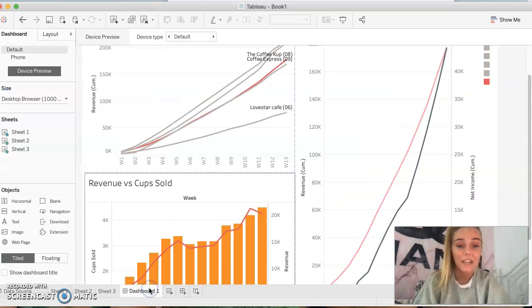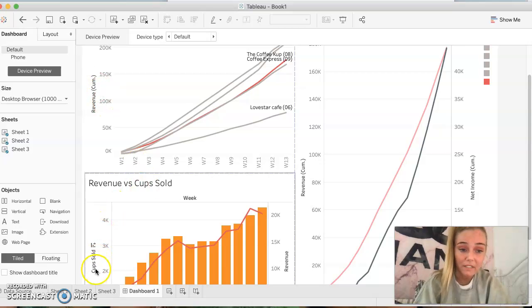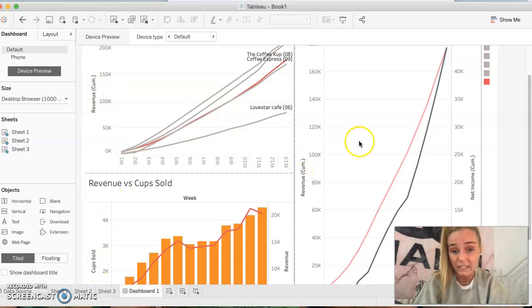Lastly, this is my dashboard organizing all of my visuals and data. It has the revenue in the top corner, at the bottom is the cups sold, and on the side is my competitors.